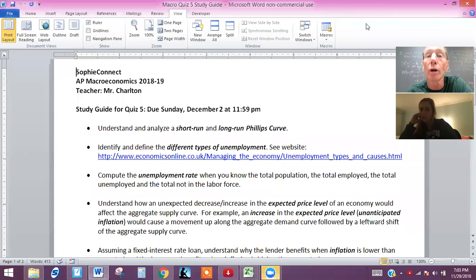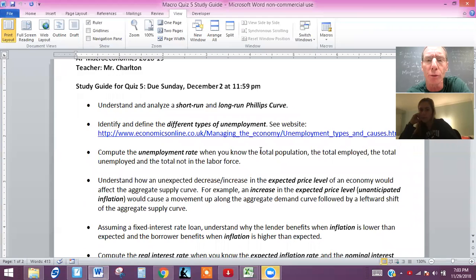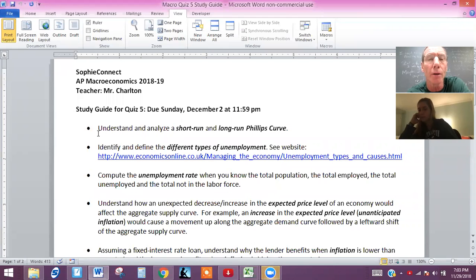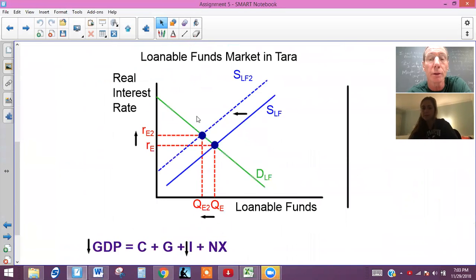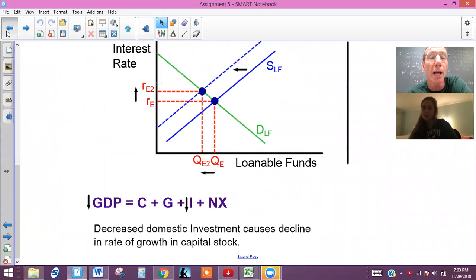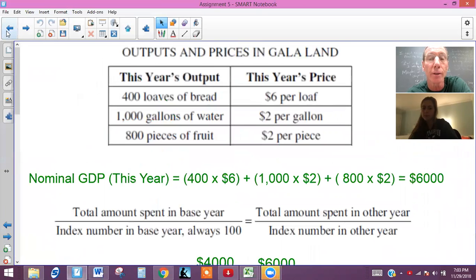So we are recording, and this is the study guide for quiz 5. And I'm not going to take a lot of time with this because a lot of it's review. But the first thing here is the short run and the long run Phillips curve. And you guys have worked with this before, and so you just need to know what it is, right? Which I have here somewhere. I just had it, looking at it actually.